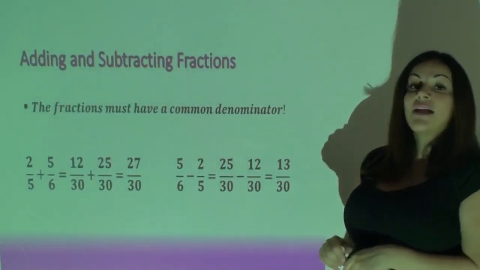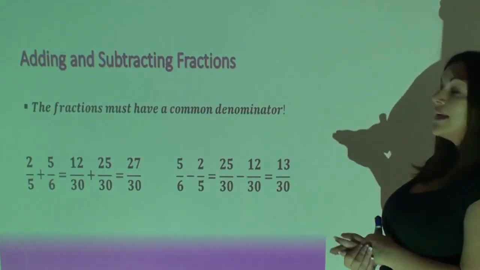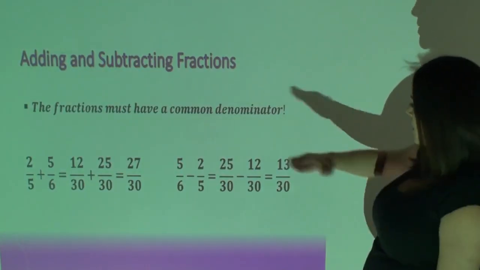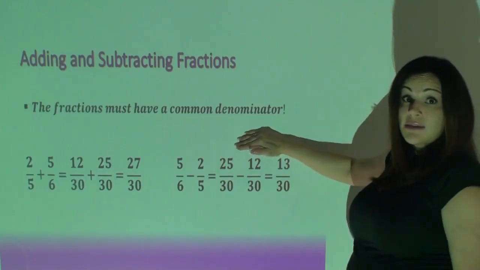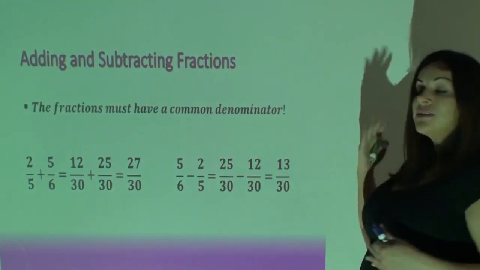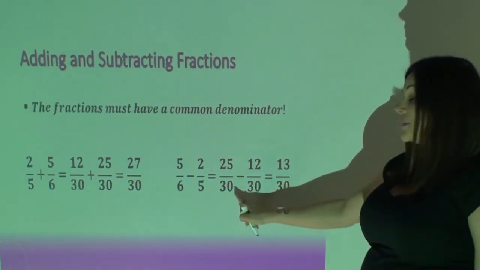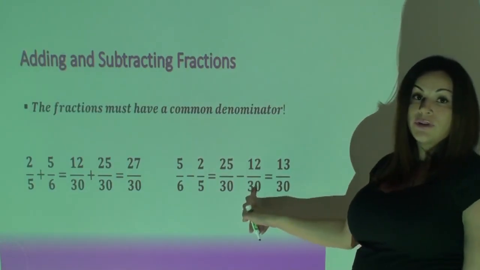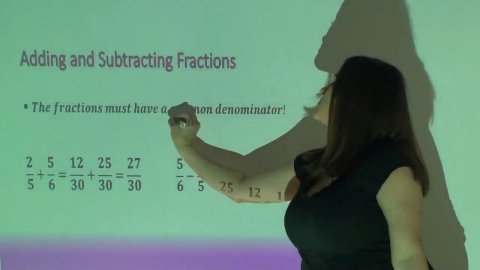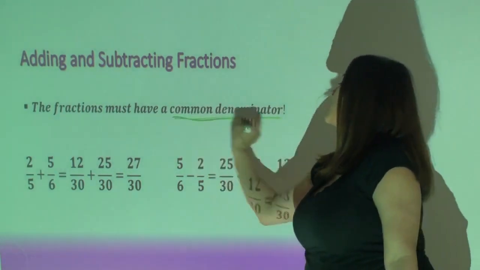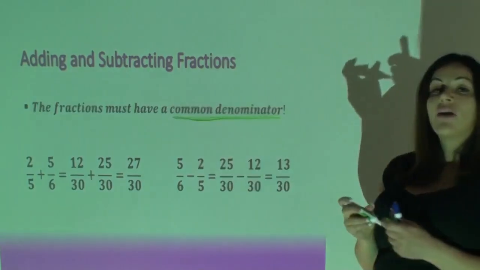Okay, so now let's go ahead and look at adding and subtracting fractions. Now, one of the main things you need to keep in mind when we're adding and subtracting fractions is that you have to have a common denominator, which means this number here on the bottom, the denominator, has to be the same before you can do your computation. So you must have a common denominator.